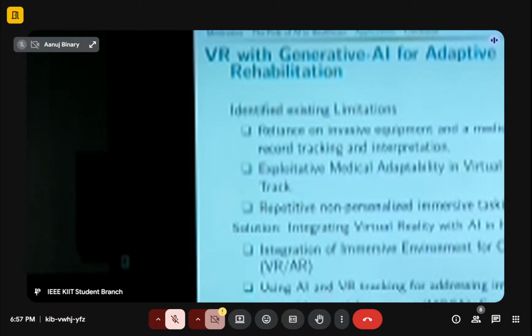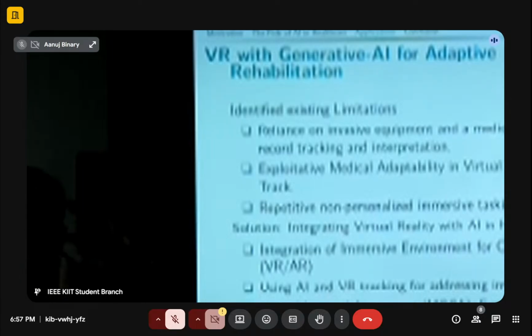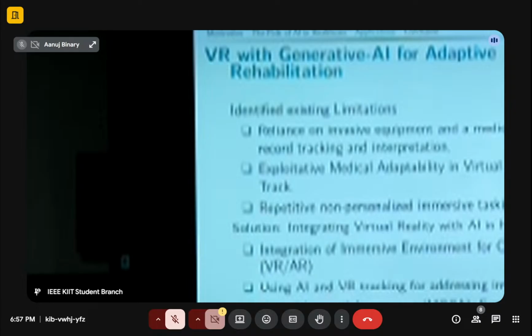So, sir, how does the virtual environment work? Suppose someone's hand is paralyzed. He will do different kinds of exercises. He will wear the headset and feel that he is virtually there, at a shop, chopping like this, and at the same time he enjoys it and the exercise is also happening.